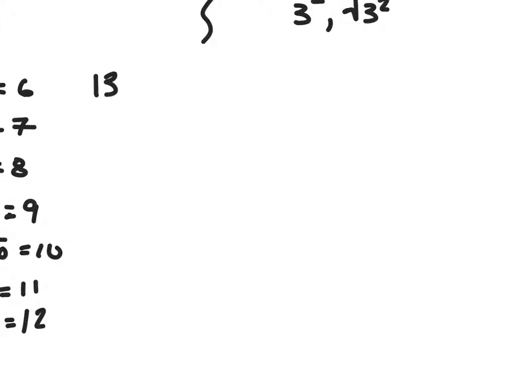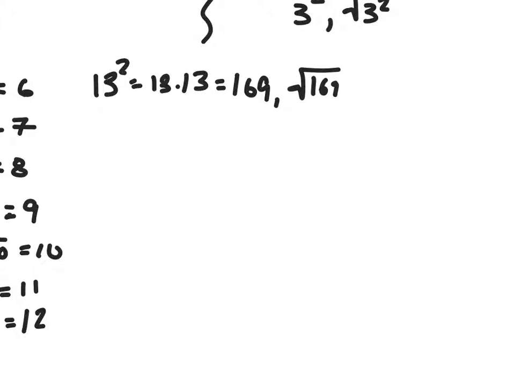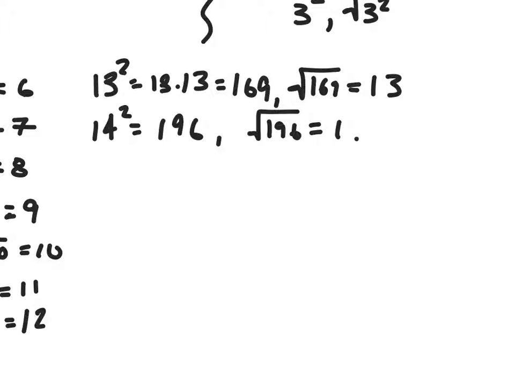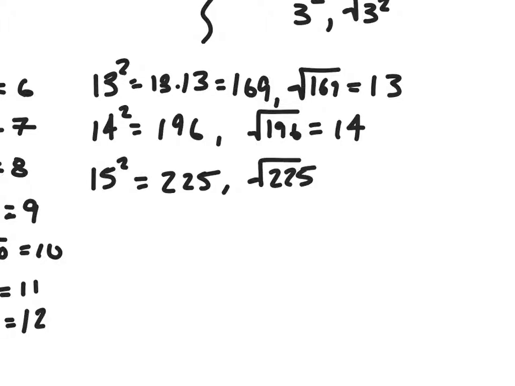So if I do 13 squared, that means I'm doing 13 times 13, which gives me 169. Then if I take the square root of 169, it's going to get me back to 13, and so on. Okay, 14 squared is going to give me 196. So if I take the square root of 196, it brings me back to 14. Okay, 15 squared, some of these I have to multiply out, is going to give me 225. All right, so then if I take the square root of 225, that's going to bring me back to 15.